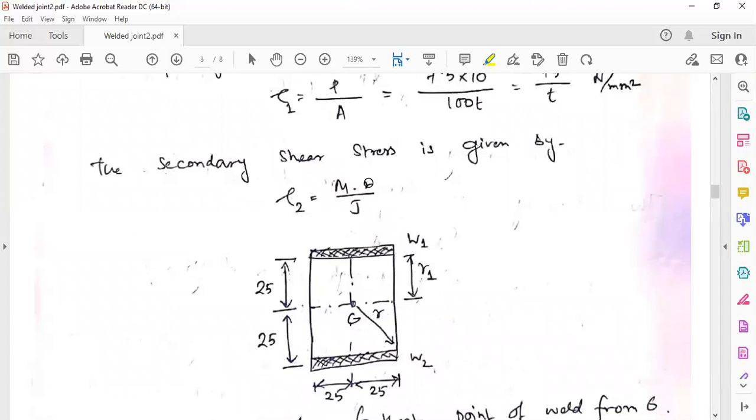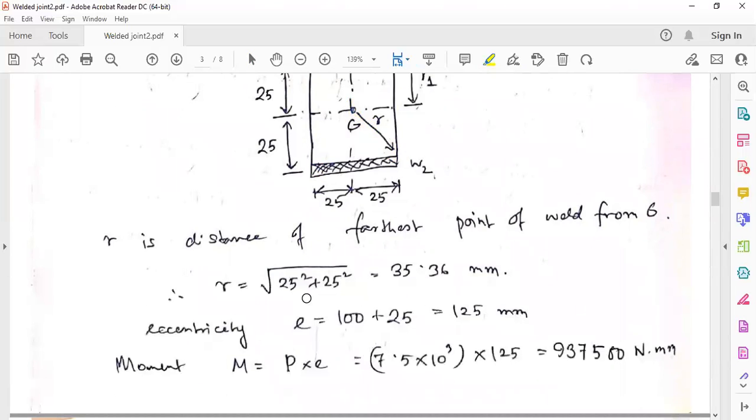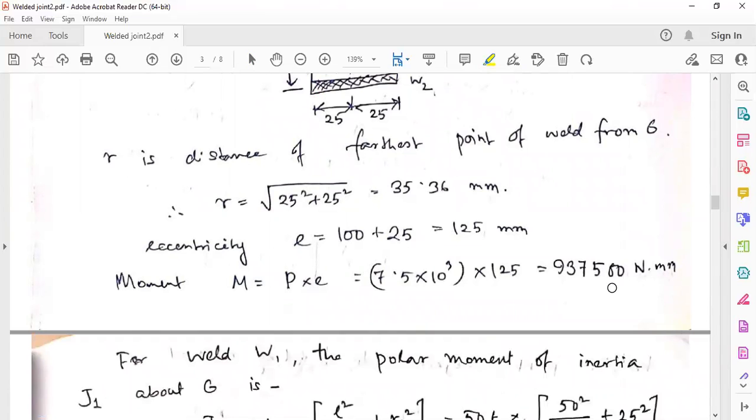What is R? R is actually the distance from center of gravity of the weld to the farthest point of your welding here. So the farthest point of welding from G is this, all the corners. So that is R. Here you have to find out that R. This side is 25, this side is 25. So root of 25 square plus 25 square will give you the value of R. So eccentricity moment you have found from this.